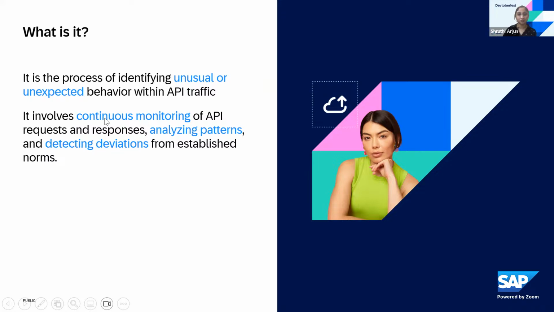And in order to do so, we would monitor the API traffic continuously, the requests, the responses. We look for patterns, right? We observe the patterns. We look at any deviations, and then we alert that there are some deviations. So we flag whenever there is a deviation from the established norm. So that's really a very short introduction into anomaly detection in general and API anomaly detection.